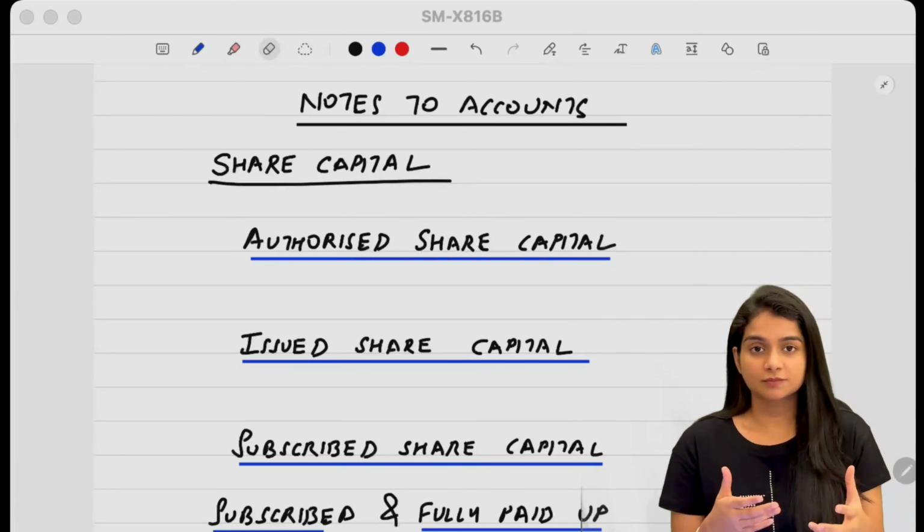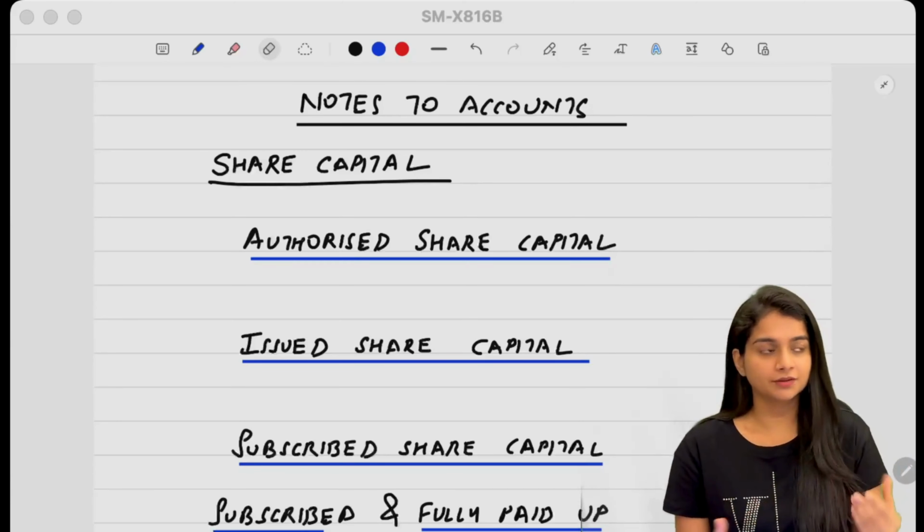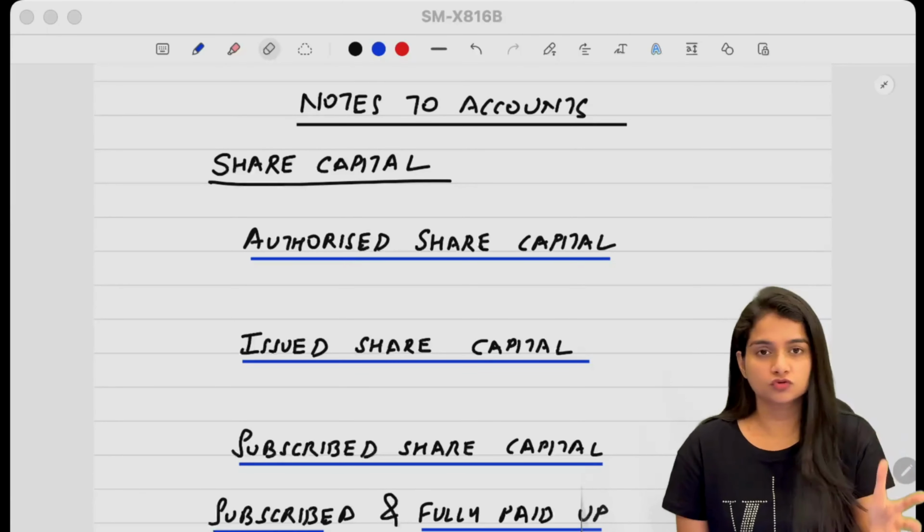Now, another concept that we highly have to remember for our boards is the notes to accounts that we have to make for share capital. Firstly, understand what is notes to accounts.